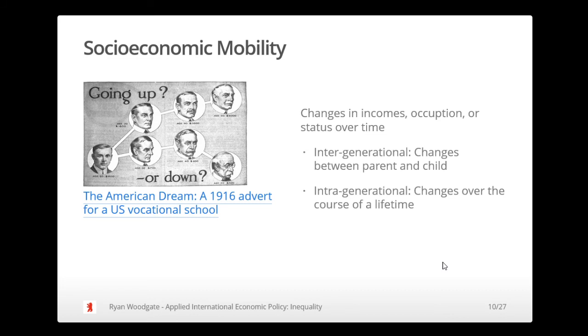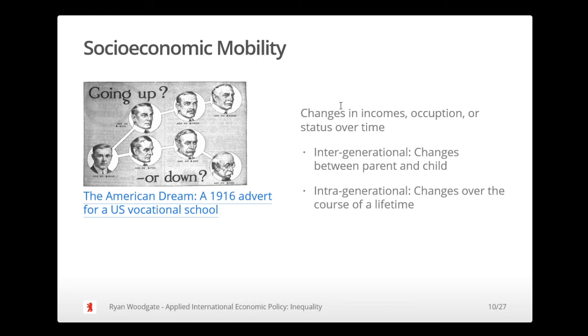So this relates quite strongly to what is called the American dream, the idea that anyone from anywhere in America can make it with enough effort. It's deeply related to the idea of meritocracy. If you put in what you must, then you will get out what you deserve. How do we measure this?